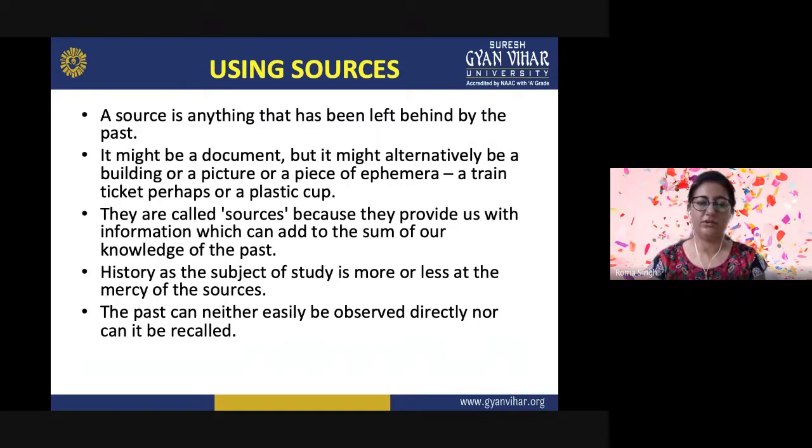It might be a document, a treaty, or alternatively a building, a picture, a train ticket, perhaps a plastic cup. They are called sources because they provide us with information which can add to the sum of our knowledge of the past. History as a subject of study is more or less at the mercy of the sources, because without any evidence, we cannot say that this is history, or that a certain fact or event has occurred in history. So there needs to be certain evidence.